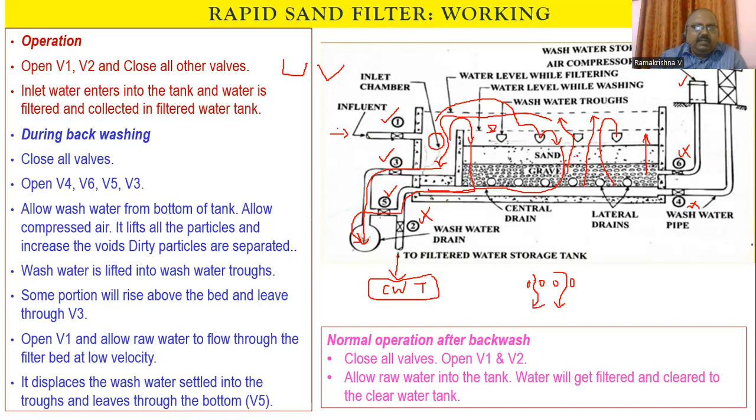Now all the dirty water is removed from the entire filter bed. So now the filter is ready to start working, right? Then close all the valves except valve number 1 and valve number 2 once again. Valve number 1 is nothing but raw water entering, and valve number 2 is nothing but clear water coming down to the clear water tank. So cleaning operation is one thing, normal operation is another, and the normal operation after backwash is another.